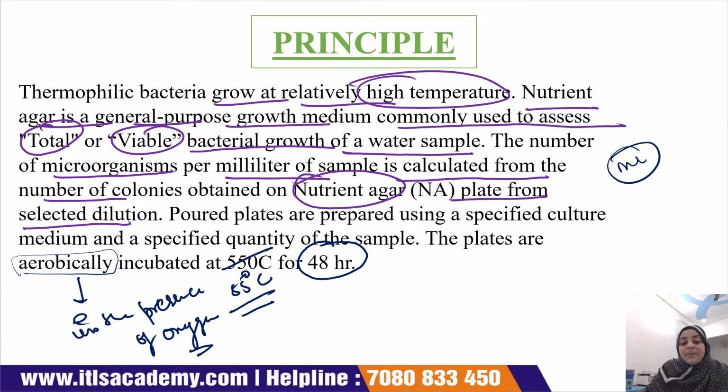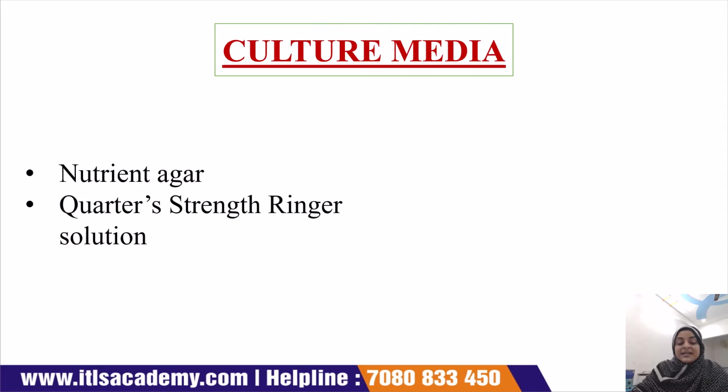Now, pour plates are prepared using a specified culture medium and a specified quantity of the sample. Now, these plates are aerobically incubated at 55 degrees Celsius for 48 hours inside the incubator. Now, come to the next slide, that is your culture media. Here we are using two types of culture media. One is your nutrient agar and another is your quarter strength Ringer solution.